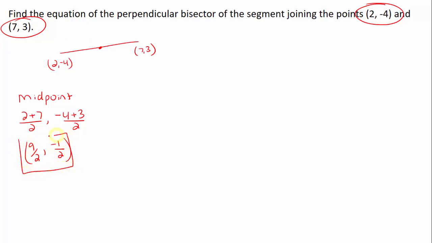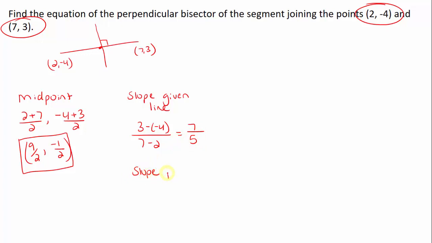This is the point we're going to use to write the equation of the perpendicular bisector, which will look like this. The other thing, remember, I need is the slope of the given line. In this case, we didn't title it AB, but we could. The slope of the given line is going to be 3 minus -4 over 7 minus 2. This is going to give us 7 over 5. Therefore, the slope of the perpendicular bisector has to be the opposite reciprocal of that. So that's 7/5, so this is going to be 5/7. This was positive, so this is negative.